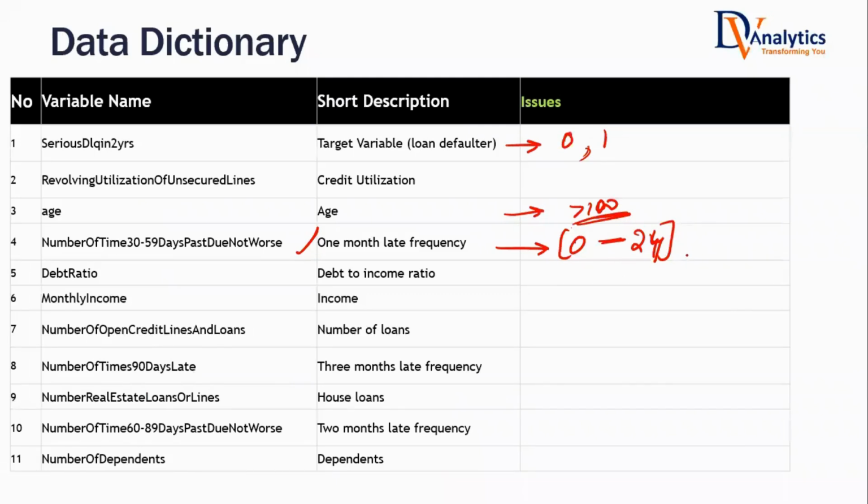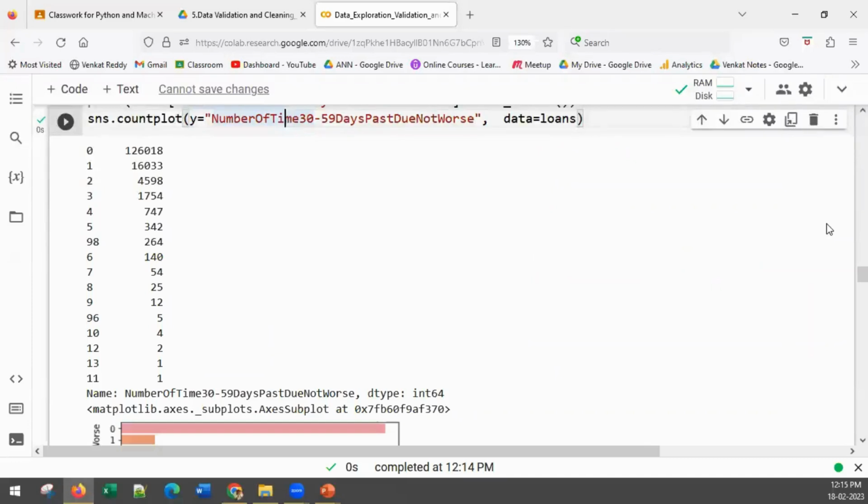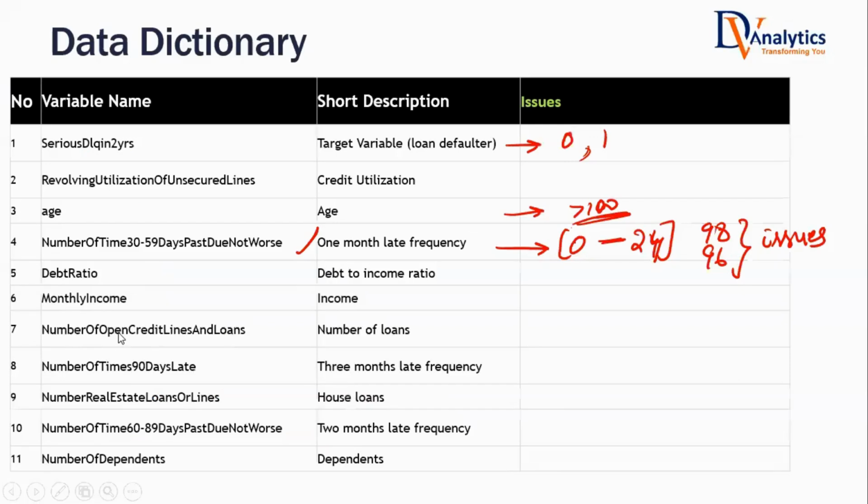Can somebody be 98 times late when 24 bills got generated? No, sir. You're getting it? 98. Is there any other issue? 96 also. 96, 98. Issues are there. Have you identified all of them? You have to be careful, isn't it? Here we just look at this, we think that is the maximum, but in between these are left out. Okay, careful. Debt ratio anyway continuous, income anyway continuous.